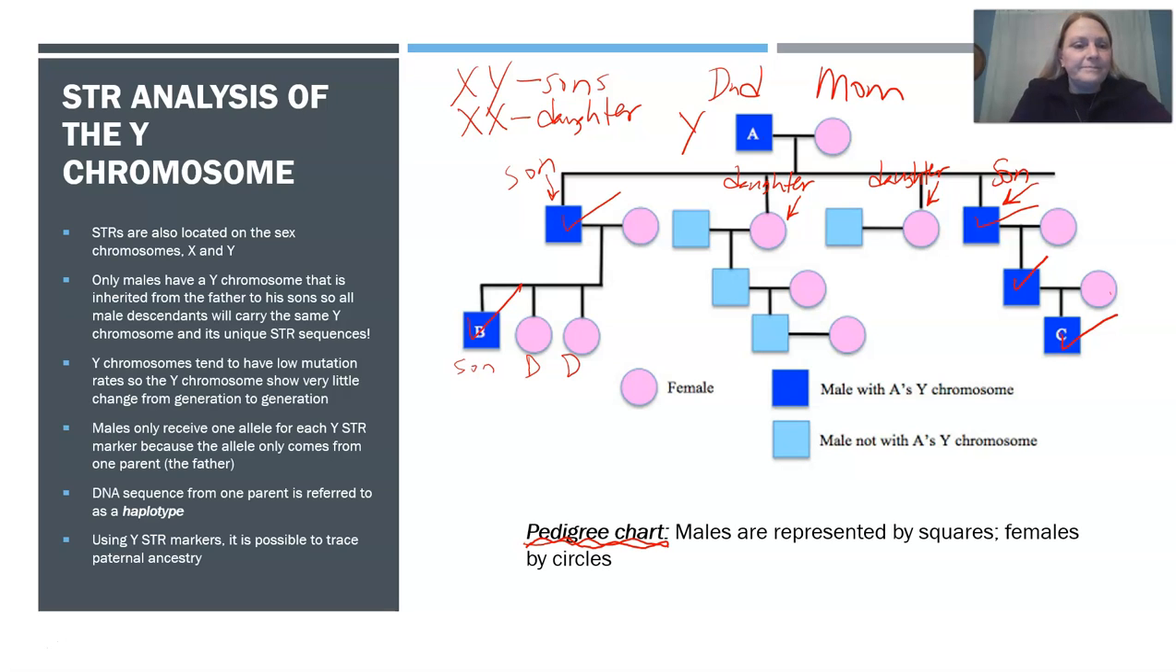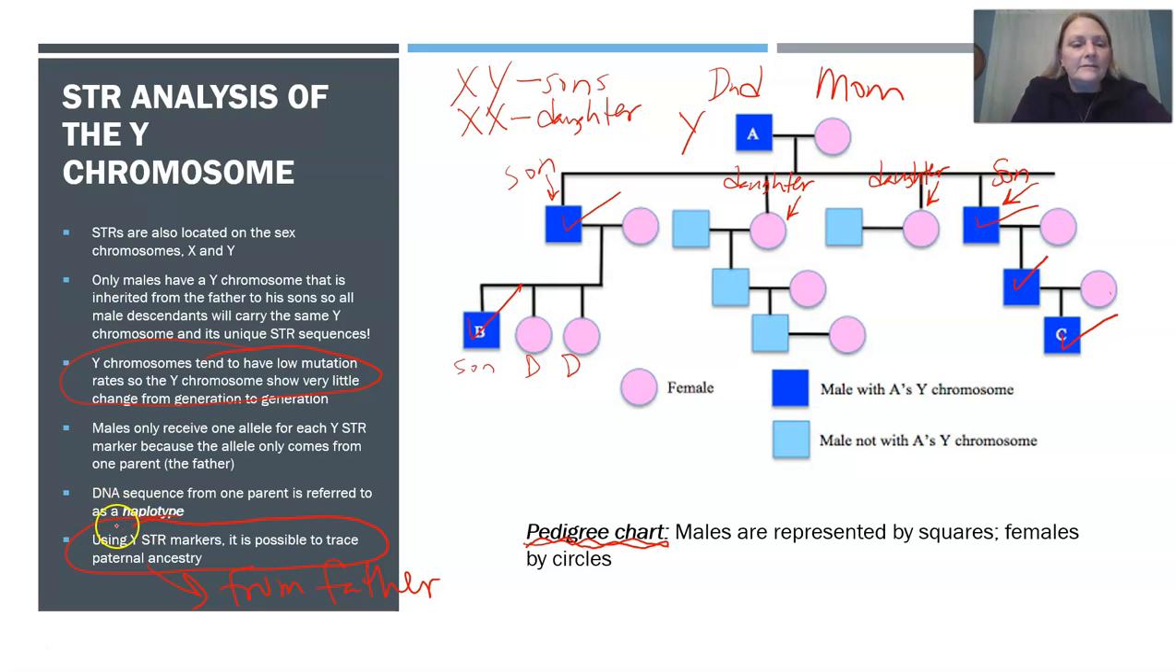And because these Y chromosomes tend to have a low mutation rate, they don't show a lot of change from generation to generation. So we can look at their STRs and look at the paternal ancestry. Paternal means from the father. So it's one way of connecting up fathers and sons and showing that they're related.